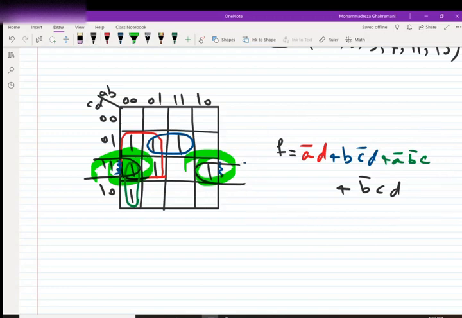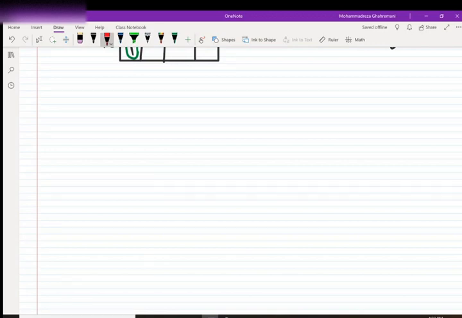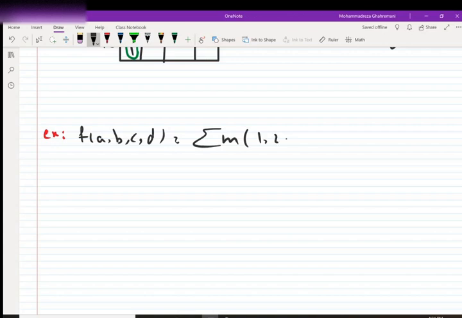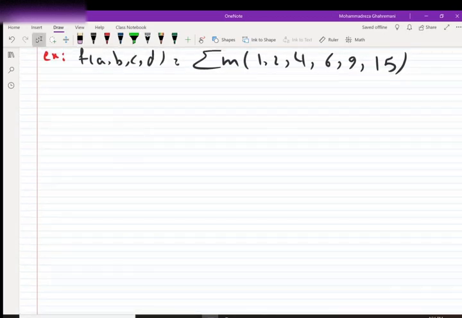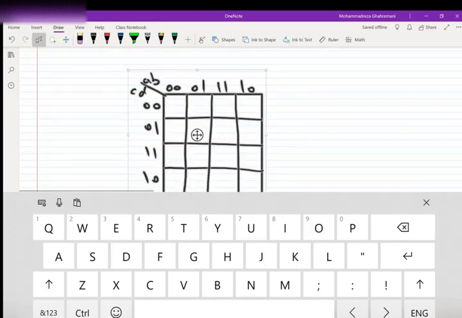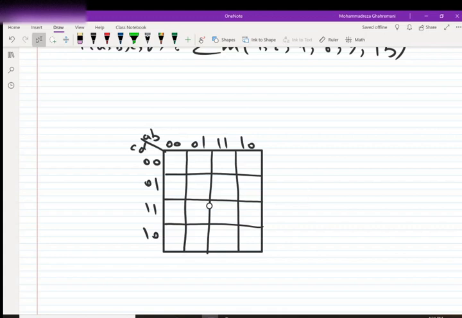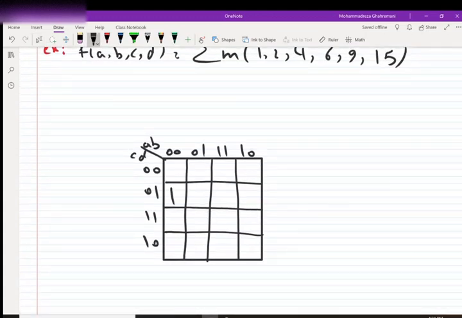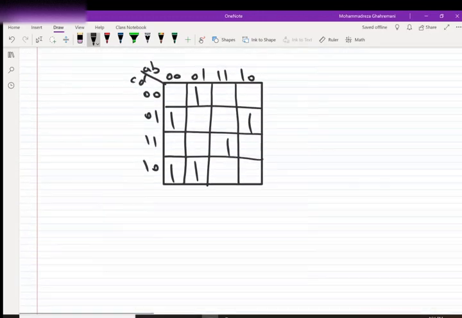And this one is the minimum cost sum of product for this function. Let's move to the next example. F of A, B, C, D is equal to sigma m 1, 2, 4, 6, 9, 15, and here is the solution. Okay, if we fill this table, we will have 1, 1, 1, 1, 1, and 1. Okay, let's just group them.